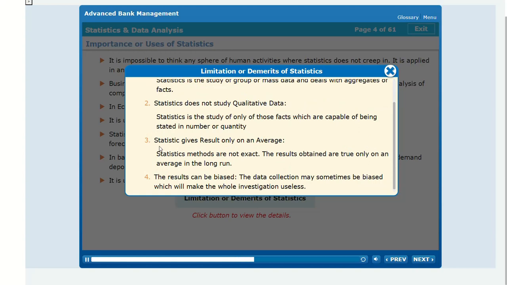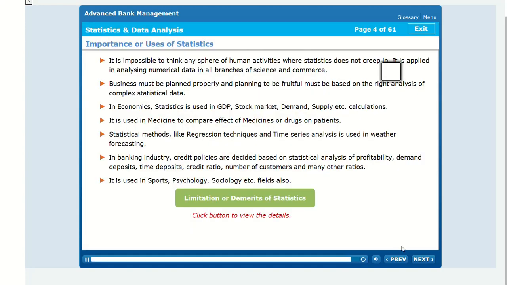3. Statistics gives results only on an average. Statistical methods are not exact. The results obtained are true only on an average in the long run. 4. The results can be biased. The data collection may sometimes be biased, which will make the whole investigation useless. Limitation or demerits of statistics.